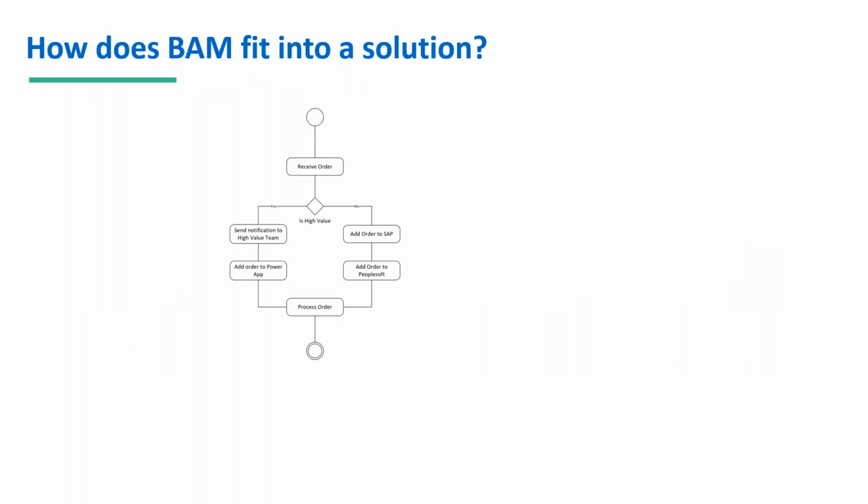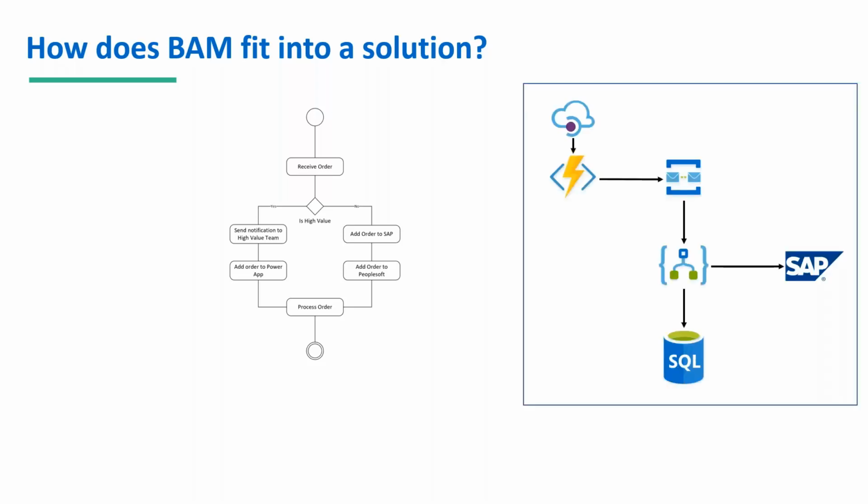If we take a step back for a moment and think about how BAM fits into a solution that we build, here we've got an example of an activity flow. Often when we think about the requirements of what we might be asked to build in IT, we'd have something like this, where we might receive an order, some decisions are made, and then some actions happen. The business requirements are usually formulated a bit like this, a simple, understandable view of what's going on.